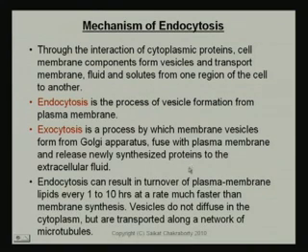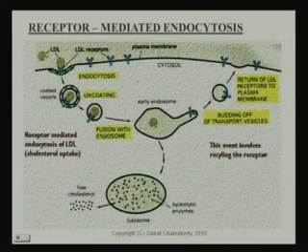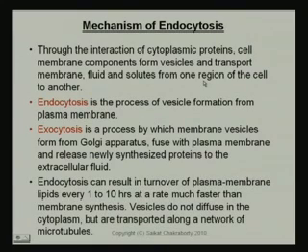And endocytosis can result in turnover of plasma membrane lipids every 1 to 10 hours, at a rate much faster than membrane synthesis. Vesicles do not diffuse in the cytoplasm, but are transported along a network of microtubules. So what this first sentence means is that if you go back to the picture, this process of membrane turnover, that is the membrane being recycled in and out, can happen over 10 hours. So with endocytosis, the membrane itself over a period of 10 hours can be recycled in and then out. Okay, so the whole membrane recycle process.